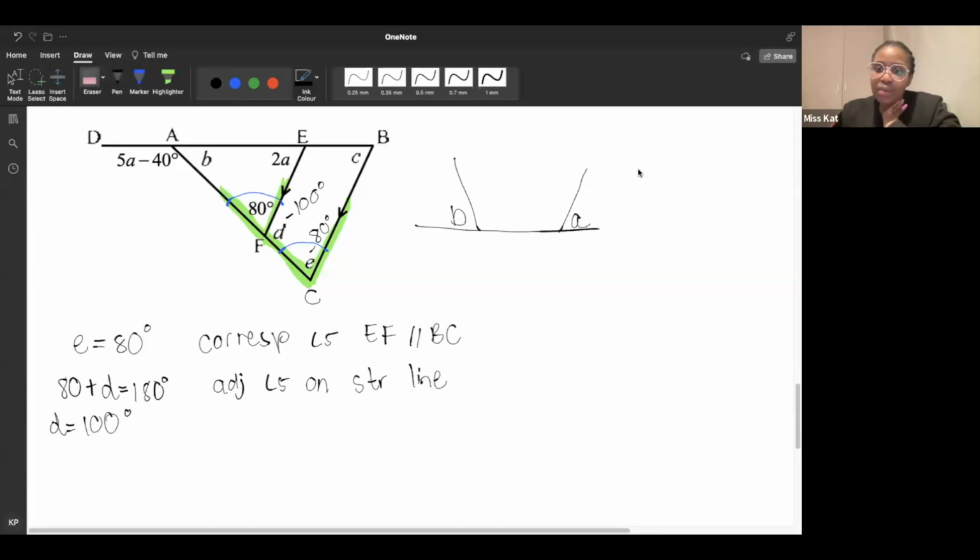Ma'am, that's the only one that I thought I got wrong. Birdie says exterior angles of a triangle. Do we remember how that works? No. We forgot some of our rules. Okay, let's look at this triangle, guys. Triangle AEF. Yes, ma'am. So the exterior angle, which one is the exterior angle? Isn't it 5a minus 40?